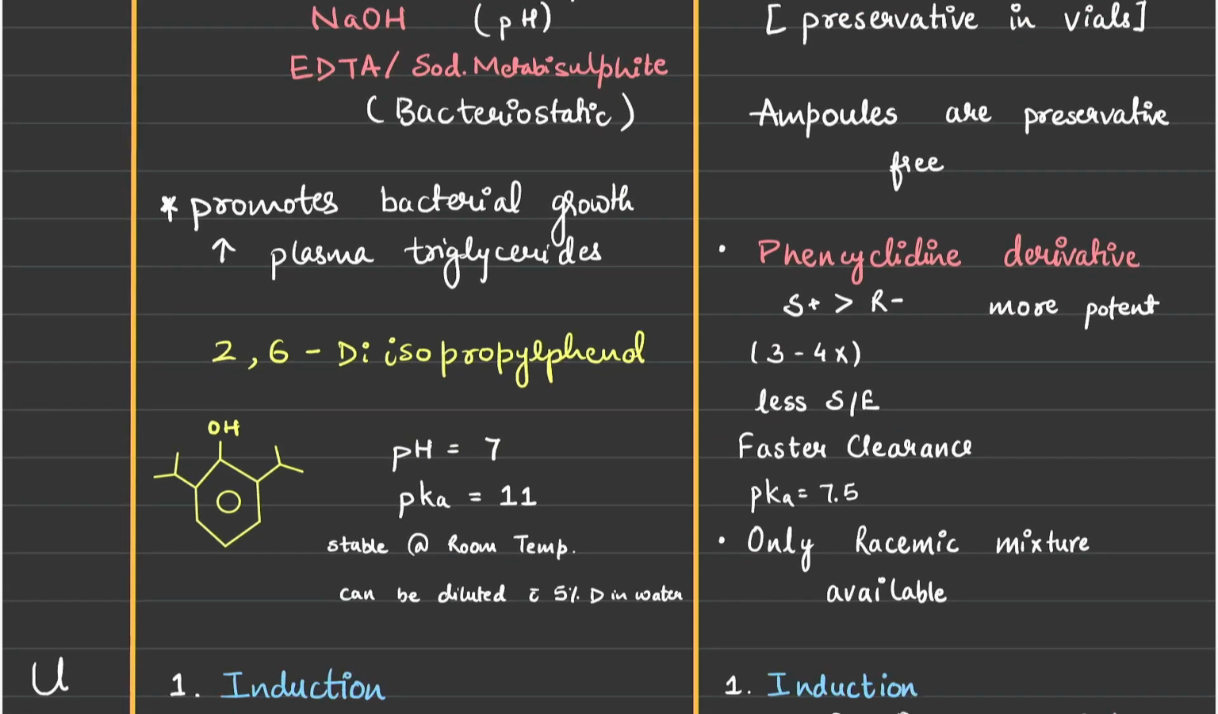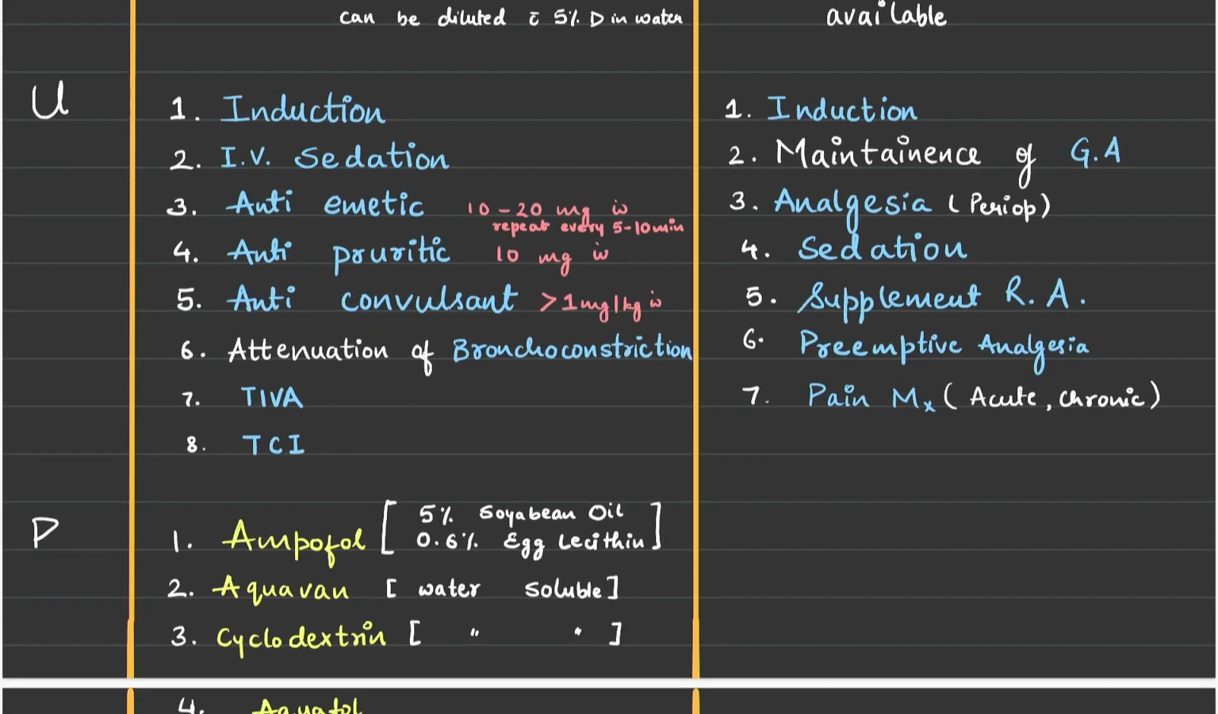Then if we talk about uses, ketamine is used as an induction agent. It is used for maintenance of general anesthesia. Ketamine is used as an analgesic agent. It is used for sedation. It is used to supplement spinal or epidural. It is used in preemptive analgesia and for pain management, both in acute conditions and chronic pain.